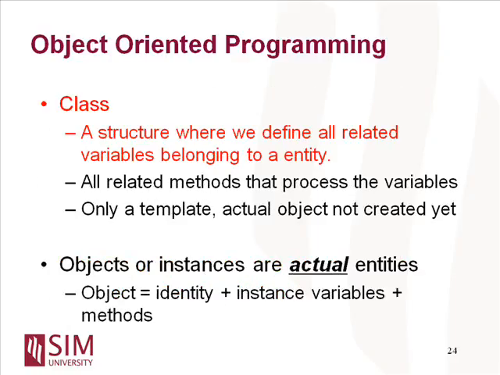So in object-oriented programming, we distinguish between class and objects. A class is a structure where we define all related variables belonging to an entity. A class contains all related methods that process the variables. A class is only a template, the actual objects not created yet. On the other hand, an object or an instance is an actual entity. Namely, object is equal to identity plus instance variables plus methods.